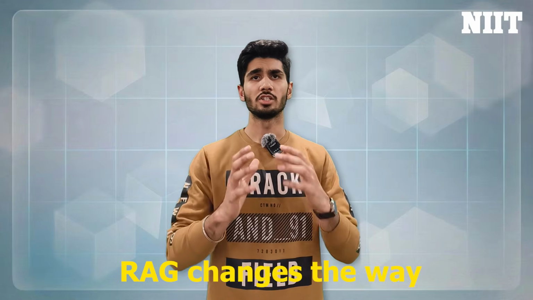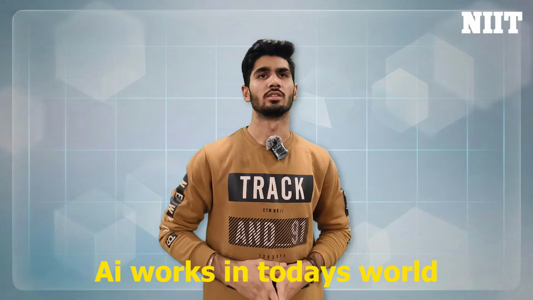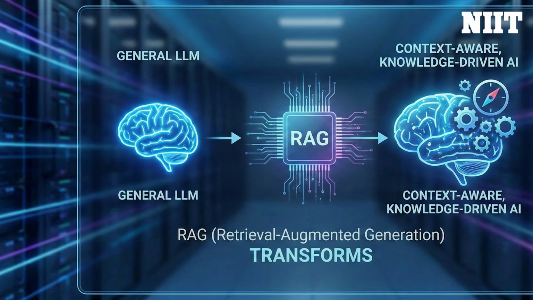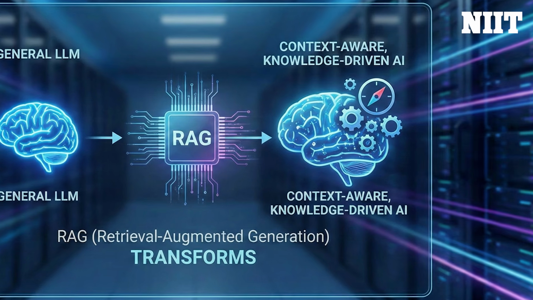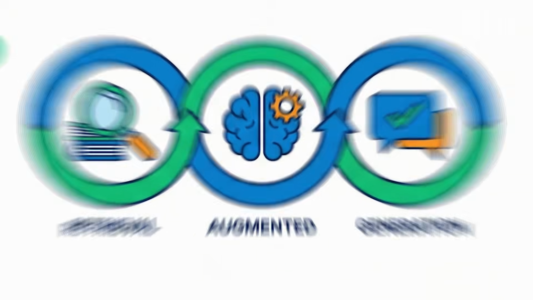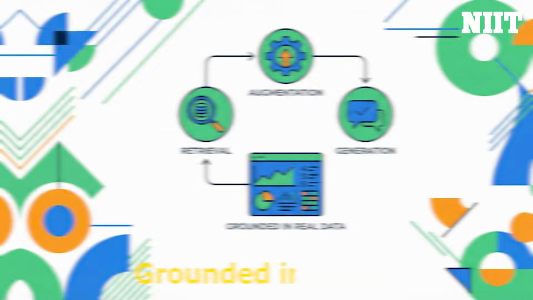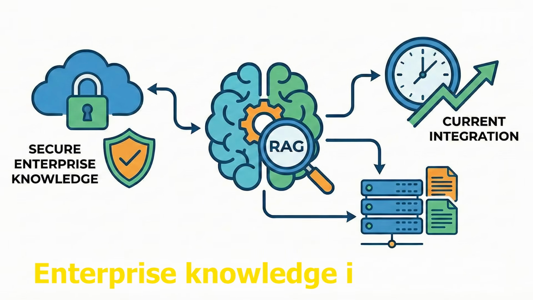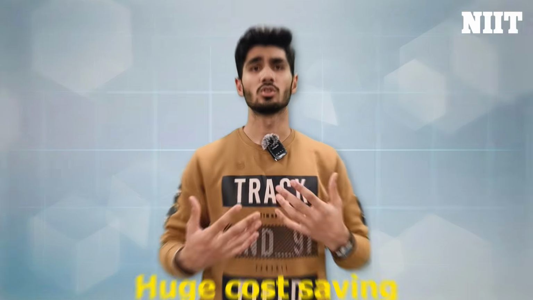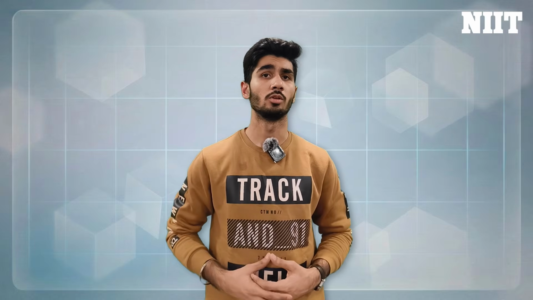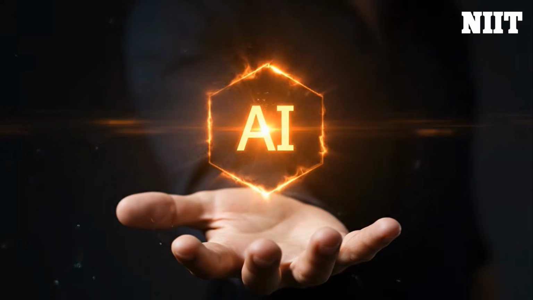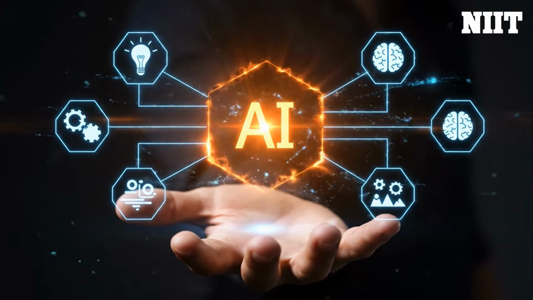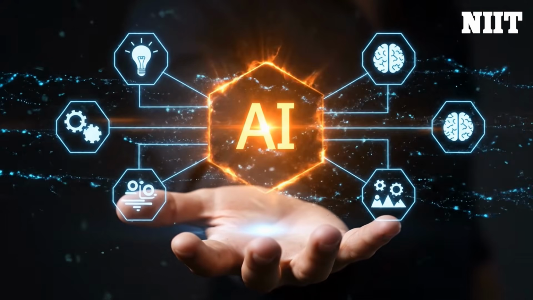So, how does RAG change the way AI works in today's world? RAG is a game changer because it transforms a generic language model into a domain-aware, context-driven knowledge system. It enables accurate answers grounded in real data, real-time updates, private and secure enterprise knowledge integration, huge cost savings compared to fine-tuning the model, and scalable, production-ready AI systems. RAG is not just a tool, it's becoming the standard architecture for modern AI applications.